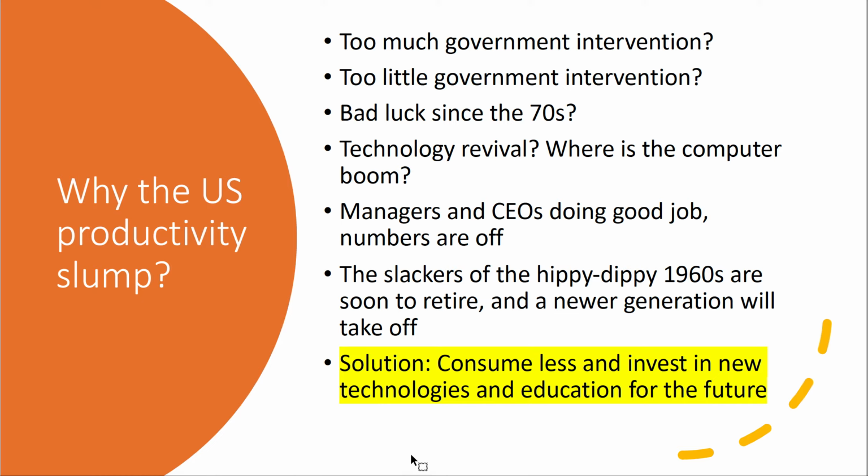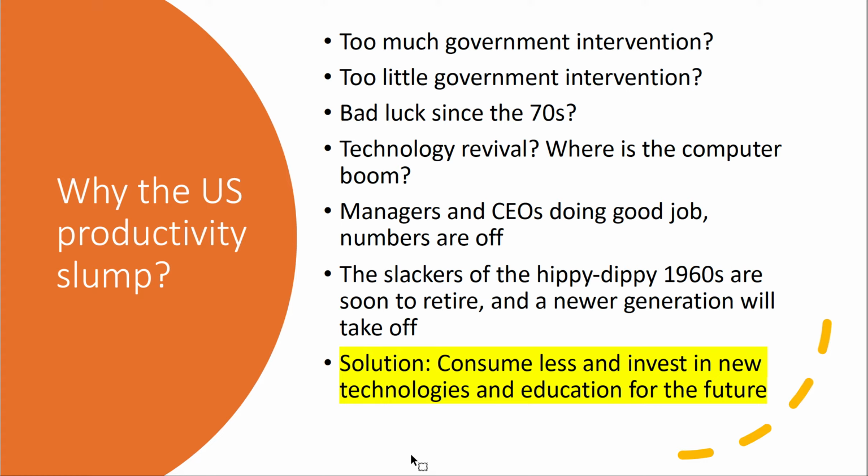Okay, so why the productivity slump? Too much government intervention, too little, bad luck, technology, when will the computer boom actually take off? Maybe just bad data. The slackers here, the boomers, are soon to retire, and new generations will take over and you'll be super productive.